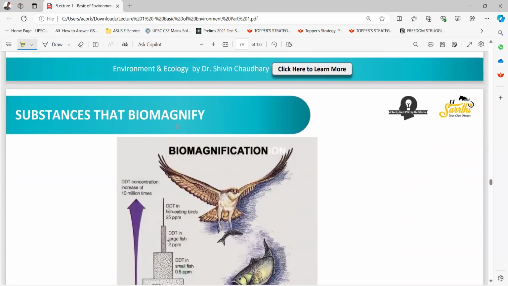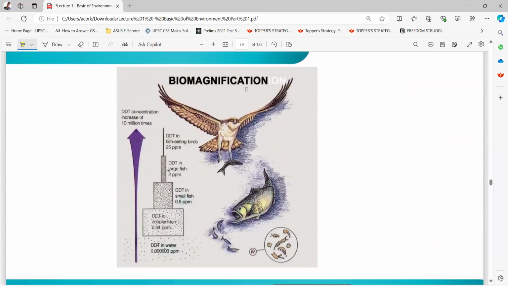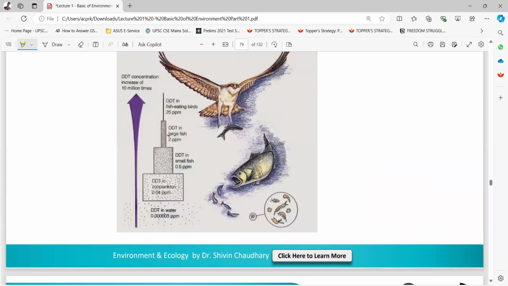Substances that biomagnify. Biomagnification. Okay. DDT in water. DDT in zooplankton. DDT in small fishes. DDT in large fishes. DDT in fish eating birds. DDT concentration increases 10 million times by passing each trophic level.